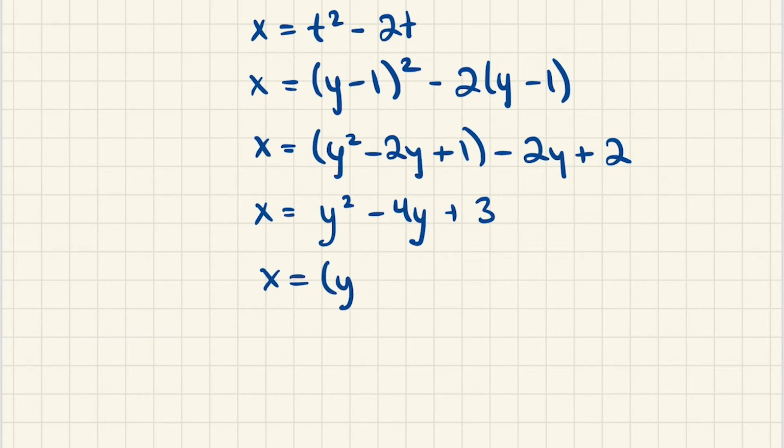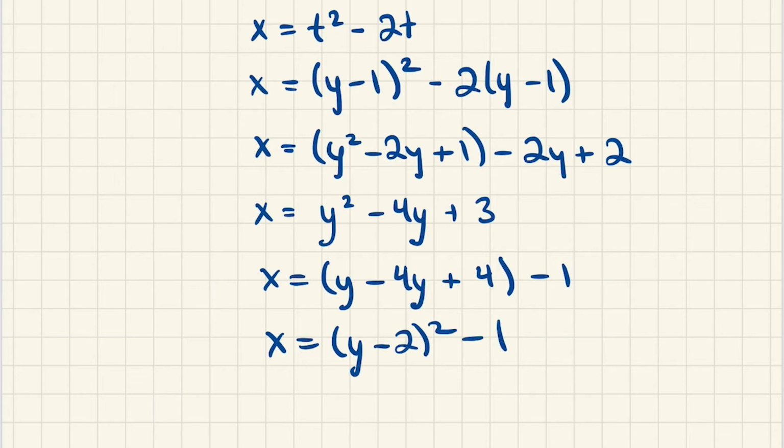And let's complete the square to get this into standard form. So what we would want is a plus 4 here. So we'll have to subtract 1 to keep it balanced. And so we get x is equal to (y minus 2) squared minus 1.